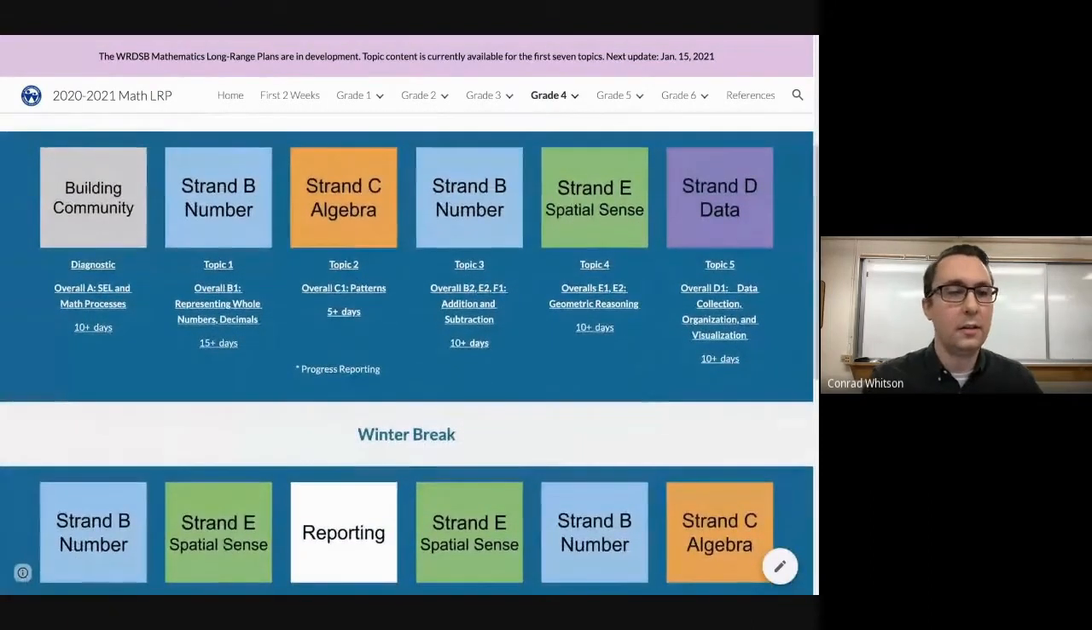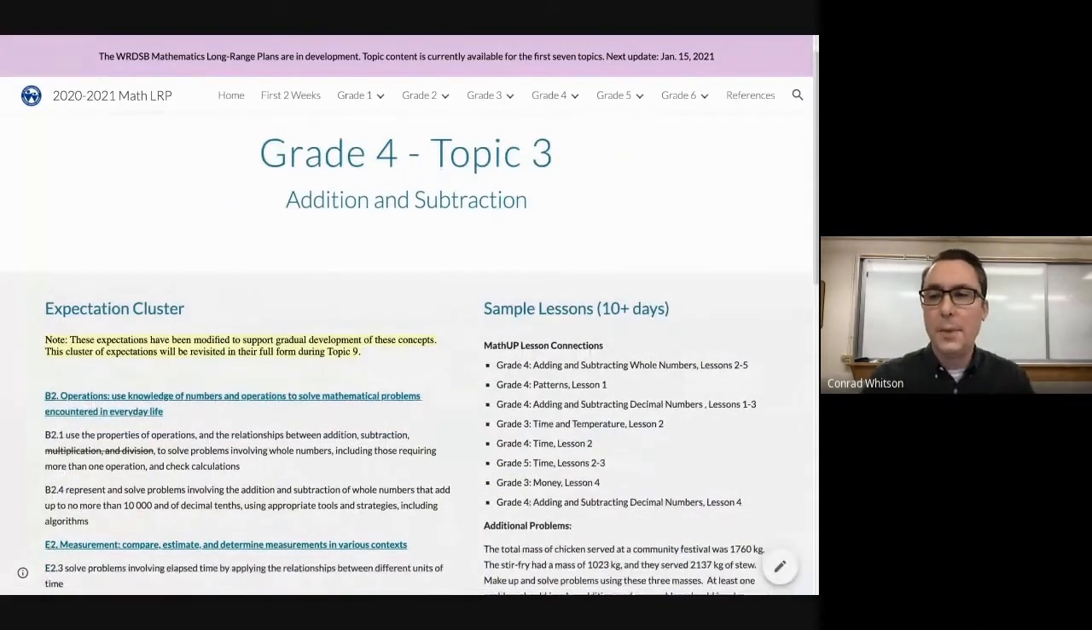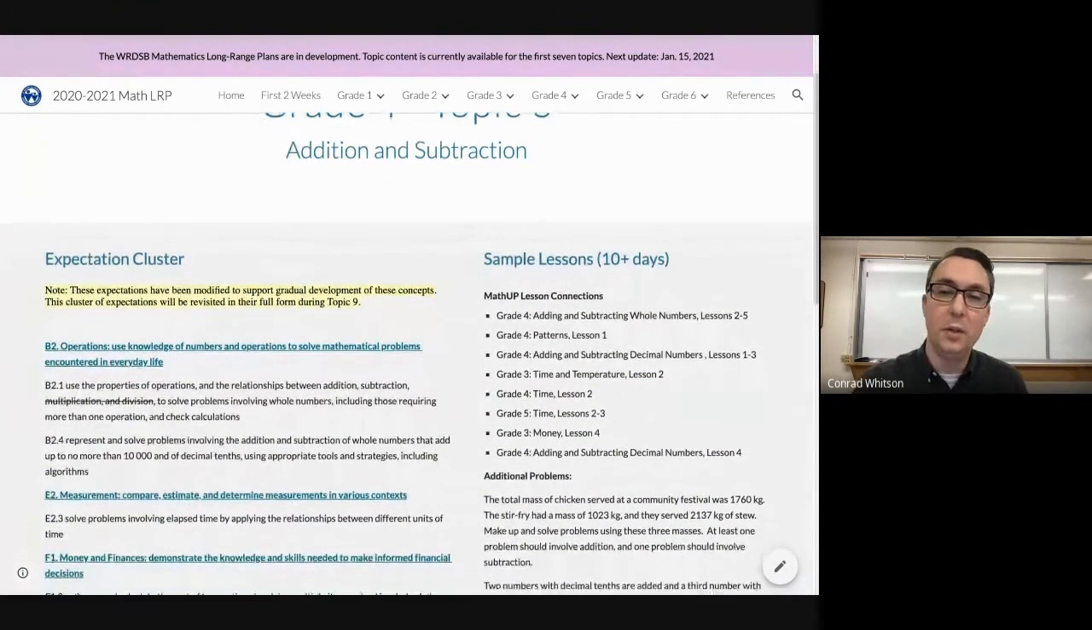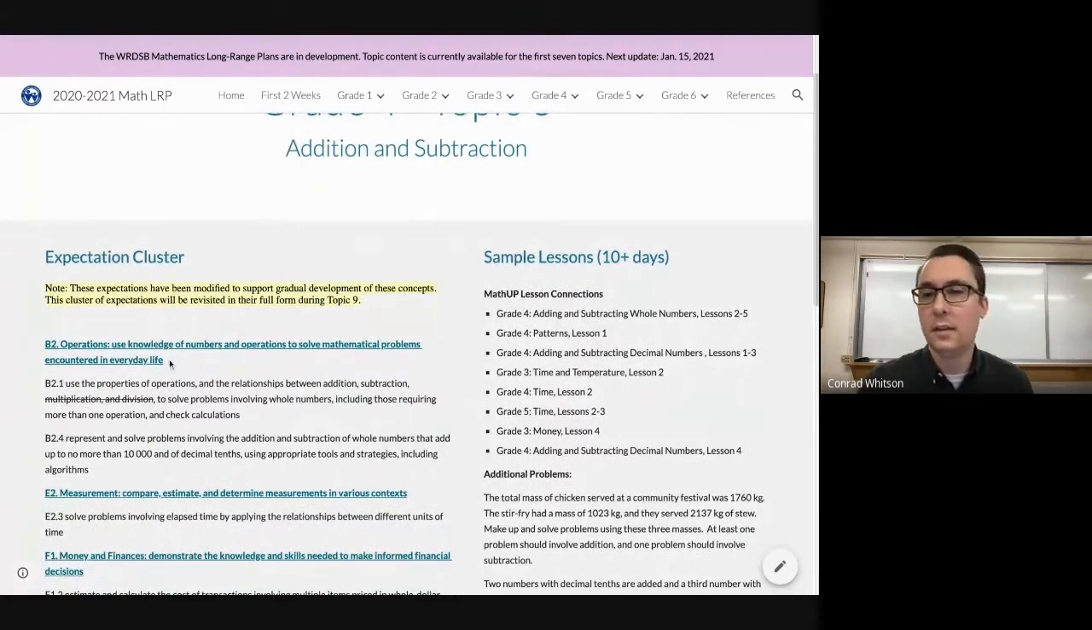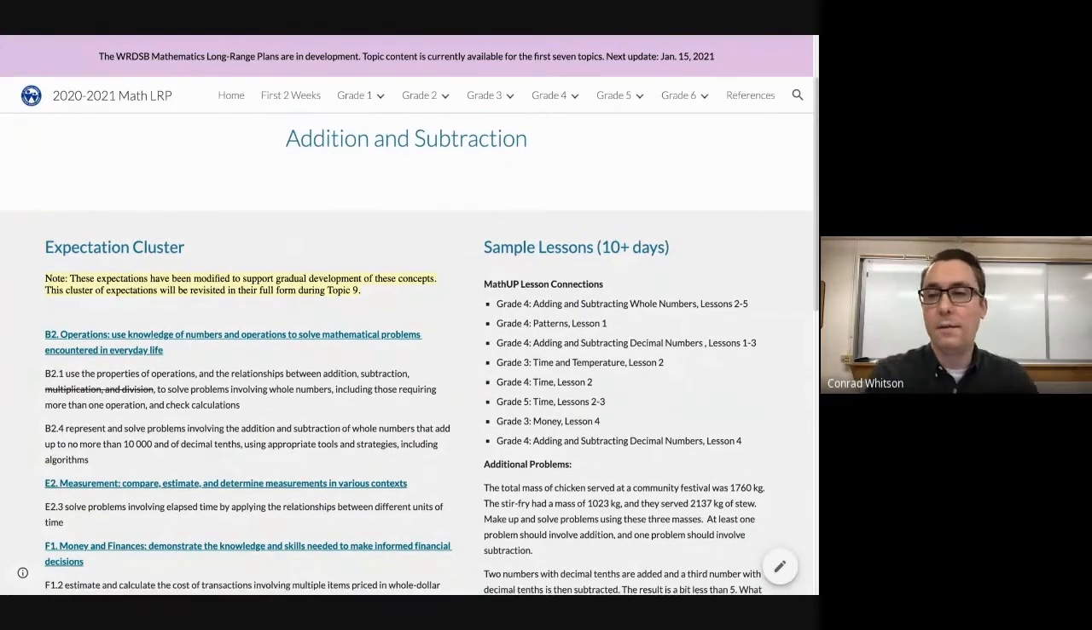So I'll just pop into the grade 4 year-long map here, and we'll jump into topic 3. So topic 3 in the long-range plans is based on the overall expectation B2 from the number strand, and focuses on students using knowledge of numbers and operations to solve mathematical problems encountered in everyday life.